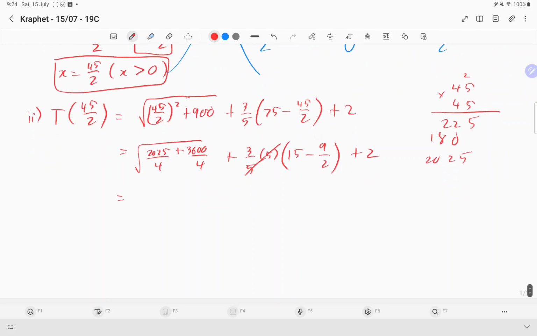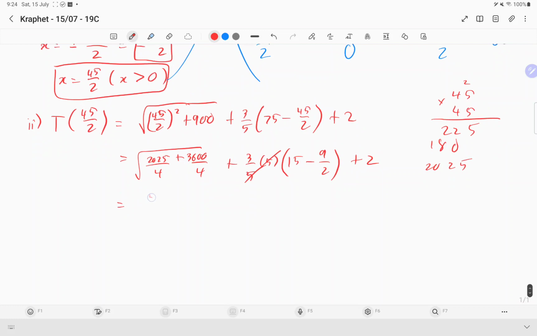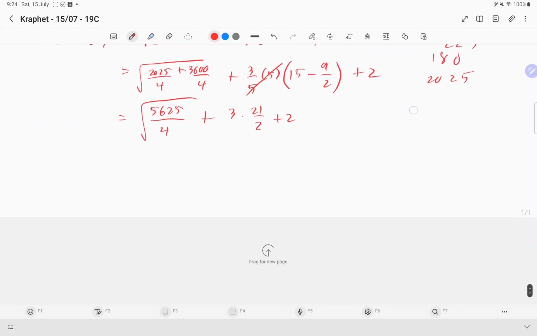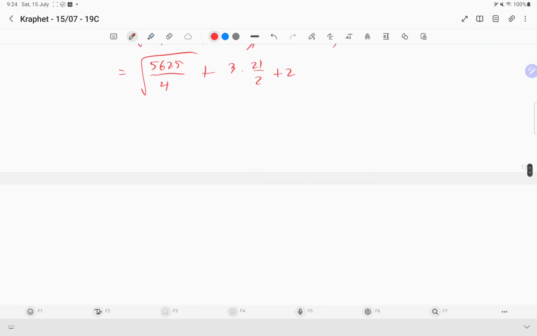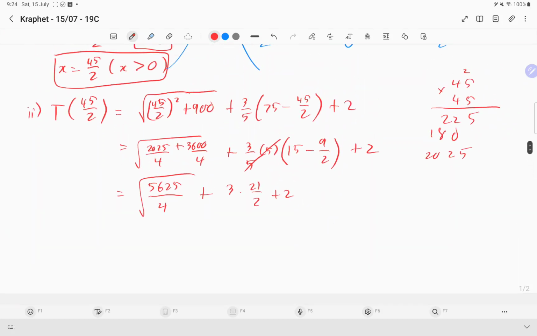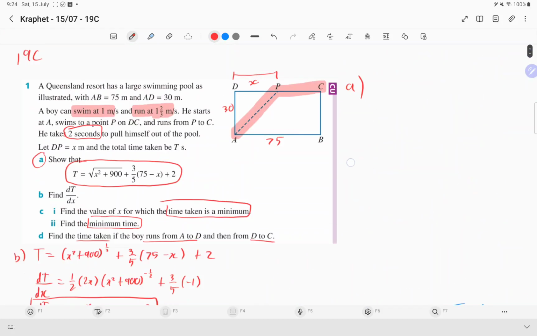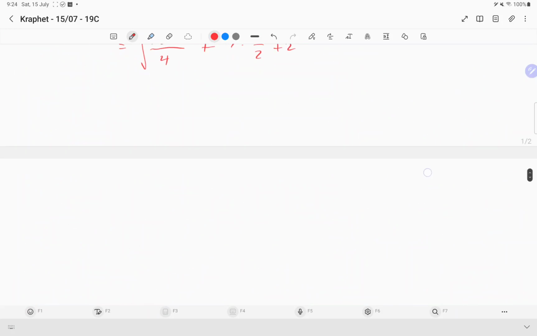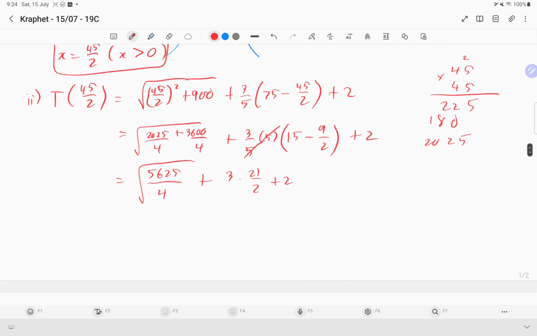And then plus 2, so the square root of that would be square root of 5625 over 4, plus, and then 2 times 15 is 30 minus 9 is 21. So 3 times 21 over 2, plus 2. Okay, 3 times 21 over 2 plus 2. Okay, let's see. Oh yeah, that's right. Okay, now 5625.